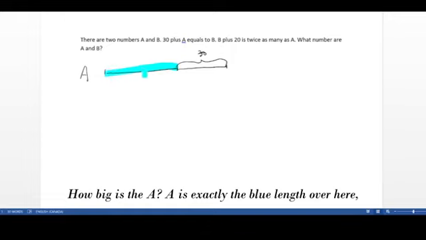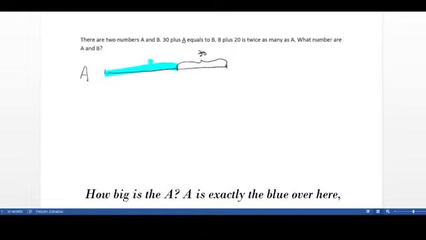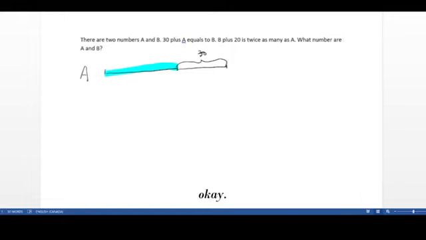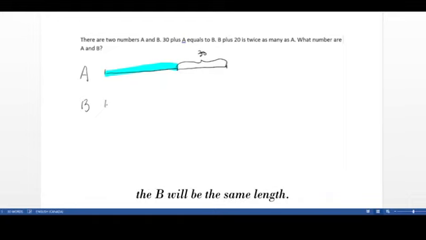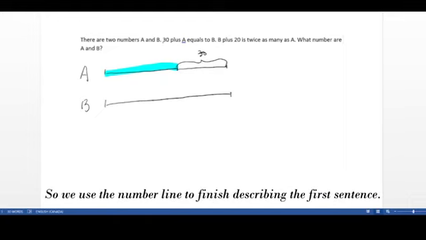How big is A? A is exactly the blue over here, okay? And 30 plus A is equal to B. So that means B will be the same length. So we use the number line to finish describing the first sentence.